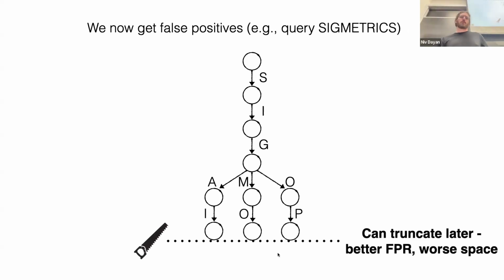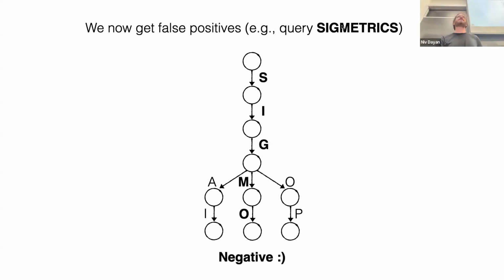Okay, and note that we can actually control where the cutoff point of truncation is to control the false positive rate, right? So if we're willing to spend more space, we could truncate at subsequent layers to prevent these false positives. Here, I'm including one extra layer. Now there's an O here, and now note that this query is no longer a false positive. This is now a negative.